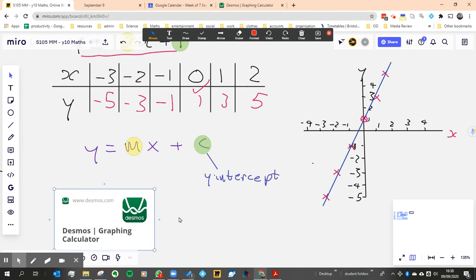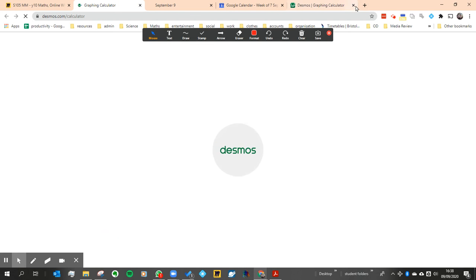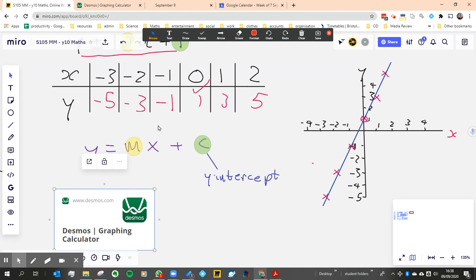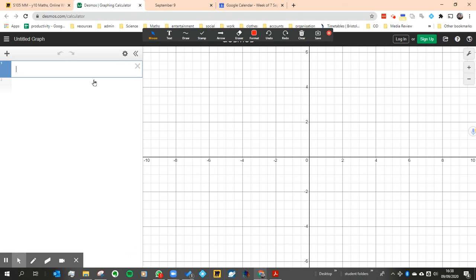When you click on that, you can open it up to the graphing calculator and have a little play. So, for example, our equation was y equals 2x plus 1. So we can type it into the Desmos calculator, y equals 2x plus 1, and it draws our graph for us. So I'm just going to stop the video there.